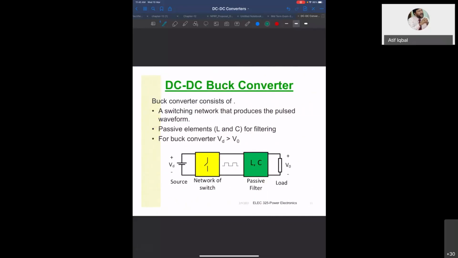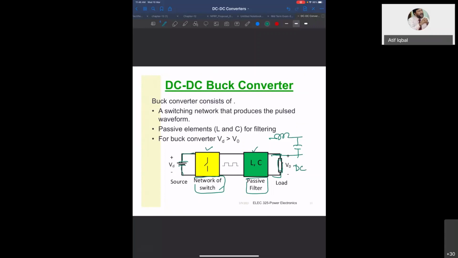Now, let us go to the DC-DC buck converter. What is a DC-DC buck converter? A DC-DC buck converter, you see, has a network of switch, and then it has a filter, an LC filter. This is the DC source, and this is the DC load. And in between, what you have is the switch and then the passive filter.